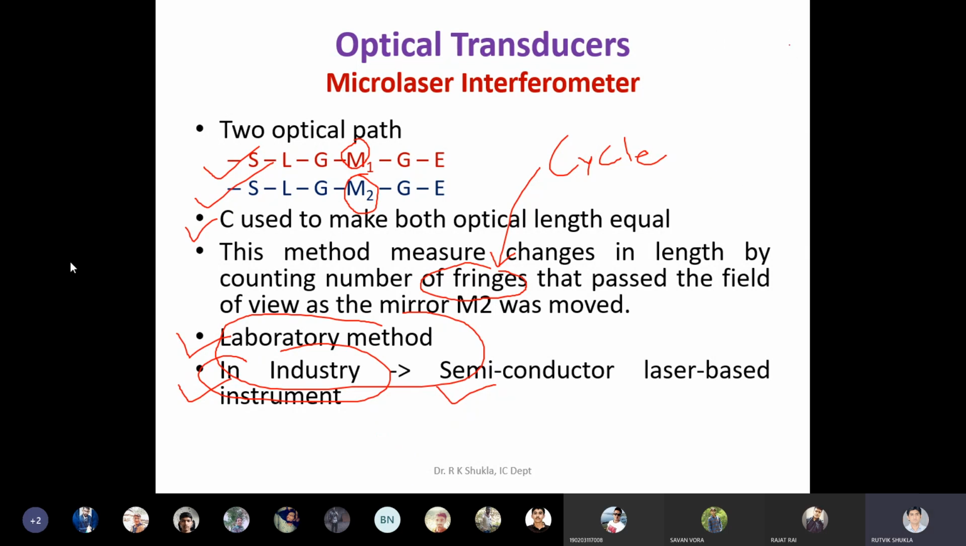We will continue our discussion with another type of displacement transducer, called the fiber optic transducer, in the next class.